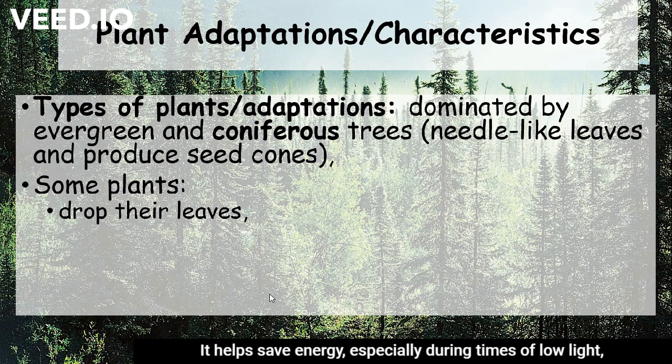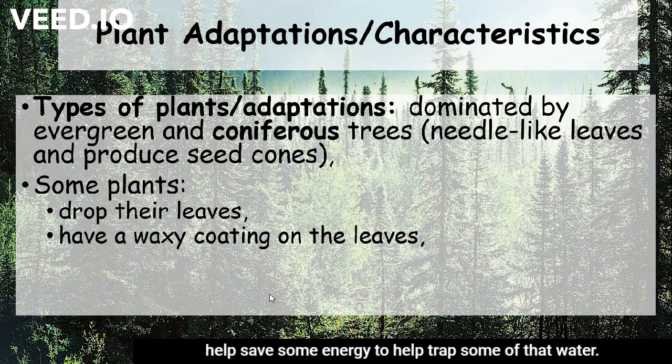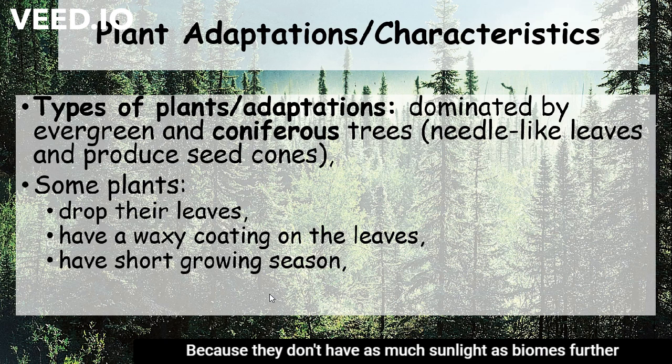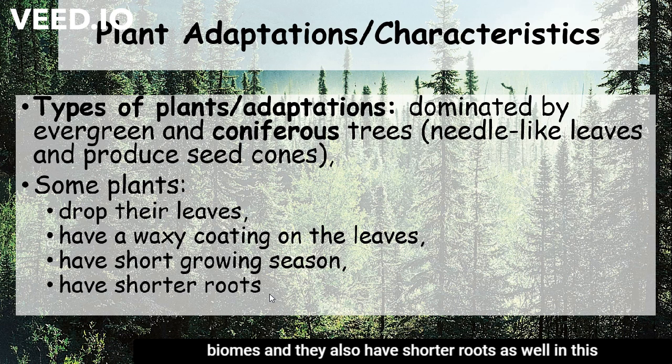To help save energy, especially during times of low light, some plants will drop their leaves. To help trap some of that water, they also will have a waxy coating on their leaves. Because they don't have as much sunlight as biomes further south, they do have a shorter growing season versus other biomes. And they also have shorter roots in this environment because the ground can get kind of cold.